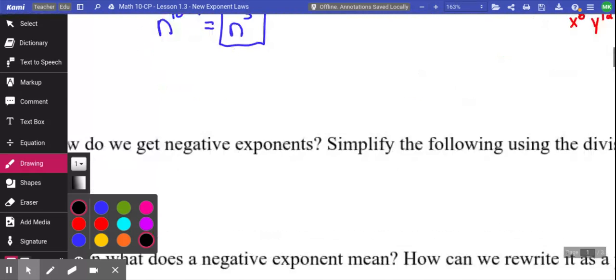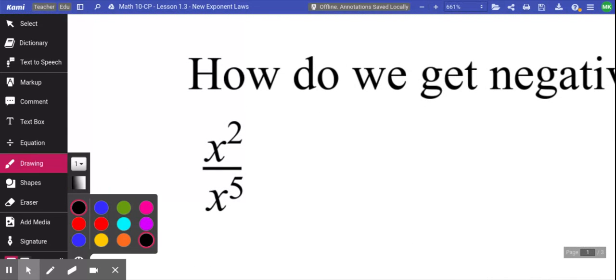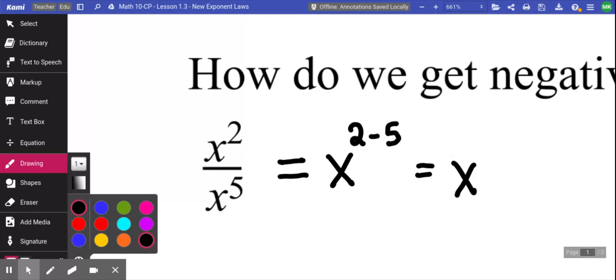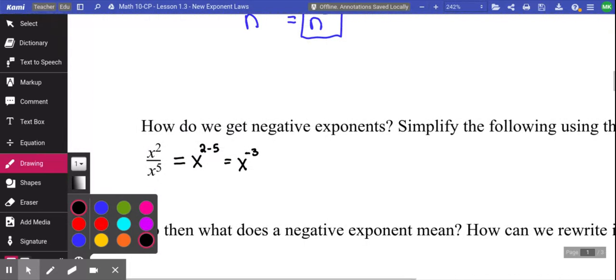Okay, so let's look at this first. We're going to look at this little example, x squared divided by x to the 5. We're going to use the actual division rule, which is subtraction. If we were to use subtraction for this, you would get x to the power of 2 minus 5, which is x to the power of negative 3.